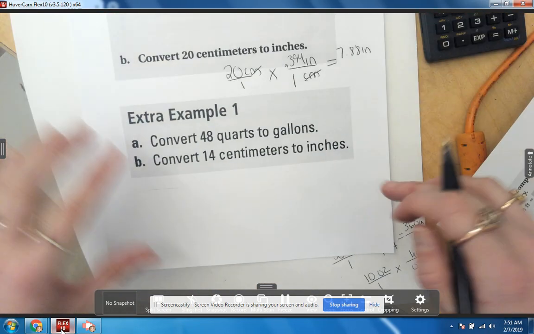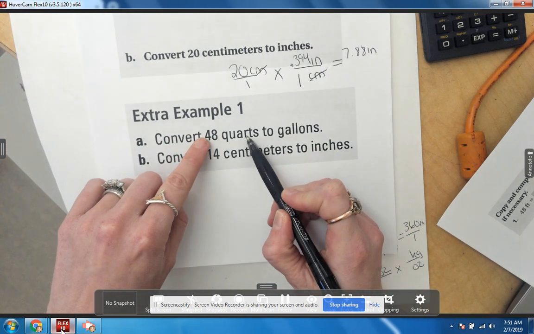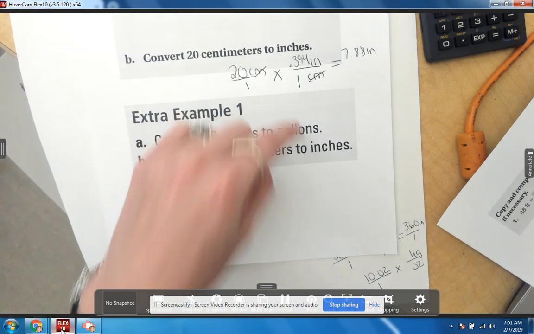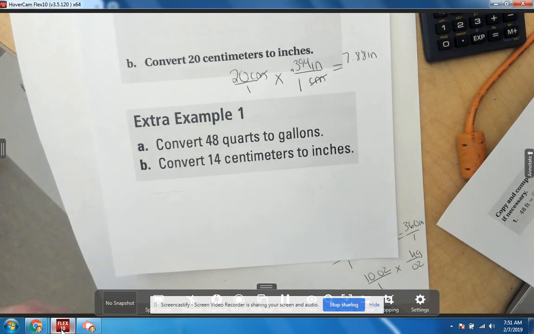Okay, I'm going to have you pause and try these two, setting them up the same way. The first thing goes over 1. You want to get rid of quarts, so that goes on the bottom, gallons goes on the top, and then see if you could try this one. You're using your chart and your calculator.